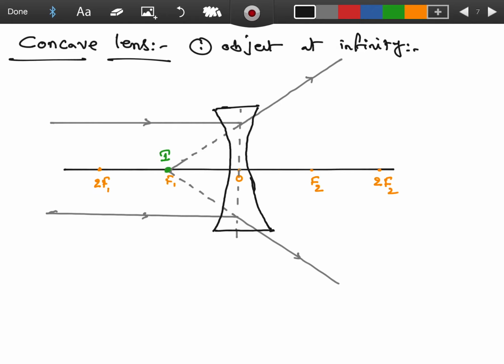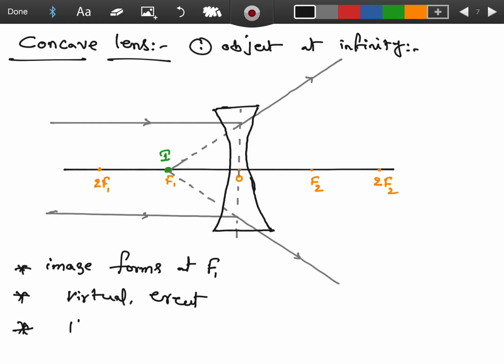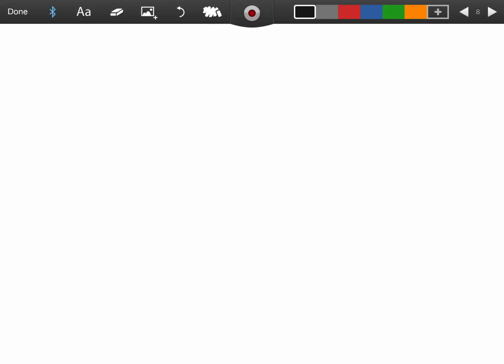Okay. Nature, I'll write. Image forms at F1 or focus. And coming to the nature, it's virtual, erect and highly diminished. Simple. Next, coming to the second position for the concave lens.